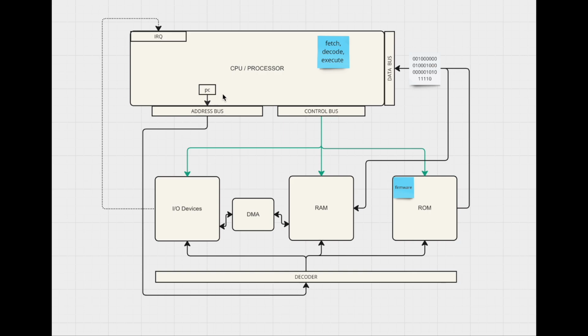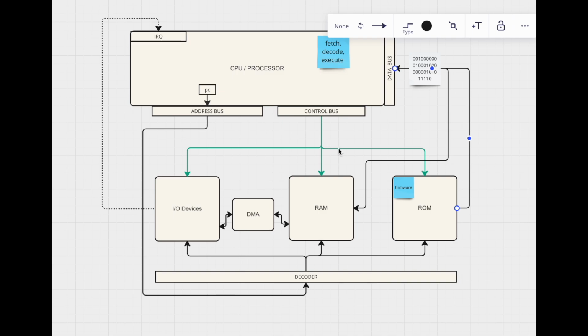Still on the fetch step in the execution cycle. So we set this value on the address bus, the decoder does its job, and then it routes that value to the right component. And for the initial address value, like I said, it's usually routed to the ROM where the firmware is. So the address is routed to the ROM.